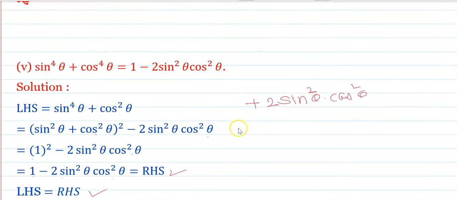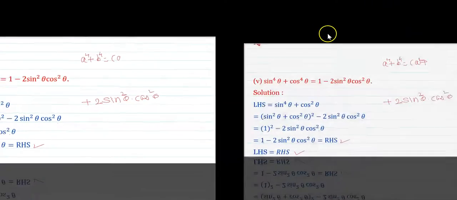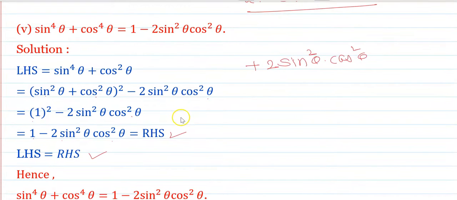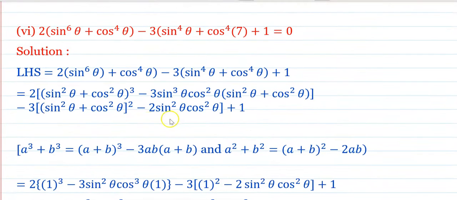It is a very simple result. Which formula do we apply here? Here we apply the formula. What is that? A raised to 4 plus B raised to 4 is equals to in bracket A square plus B square bracket square minus 2 times A square and B square, by using this formula. Okay. Now the next problem.